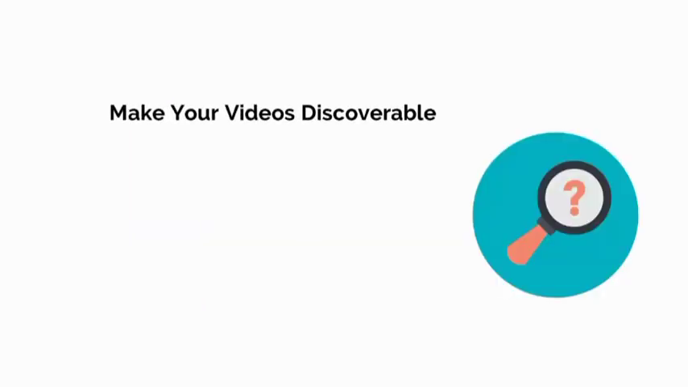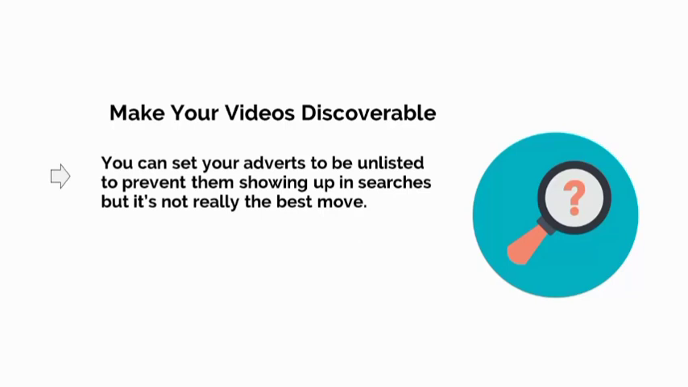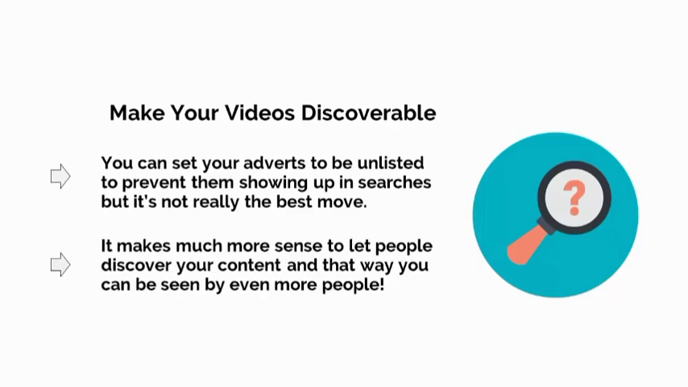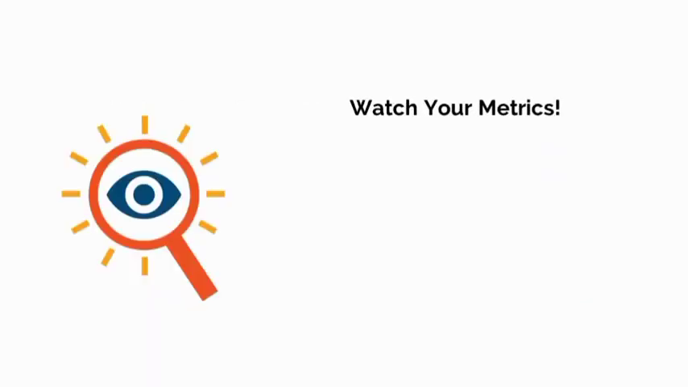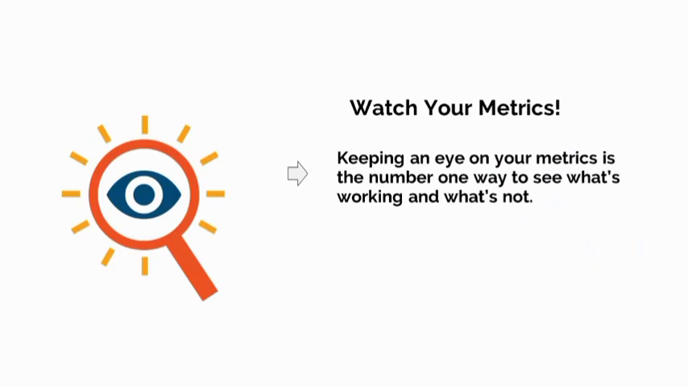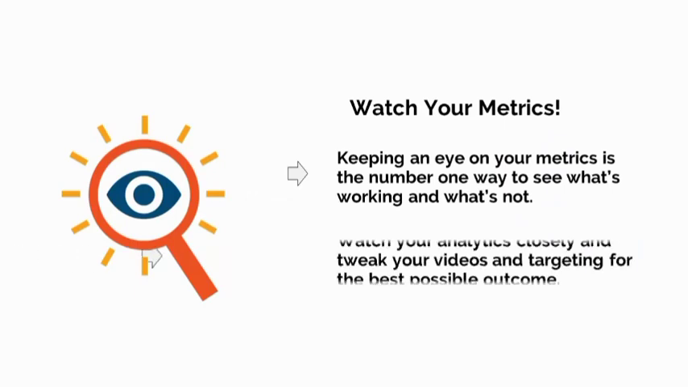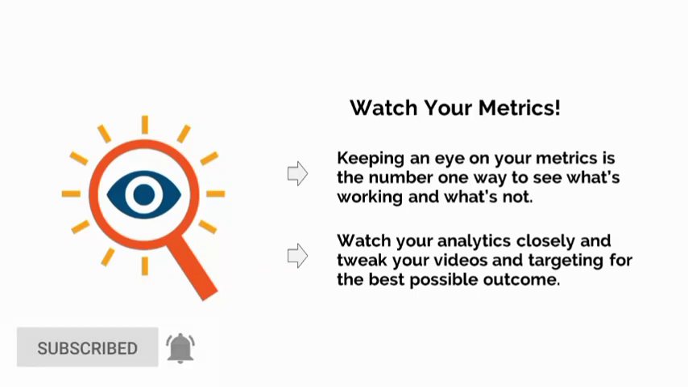Make your videos discoverable. You can set your adverts to be unlisted to prevent them showing up in searches, but that's not really the best move. It makes much more sense to let people discover your content, and that way you can be seen by even more people. Watch your metrics. Keeping an eye on your metrics is the number one way to see what's working and what's not. Watch your analytics closely and tweak your videos and targeting for the best possible outcome.